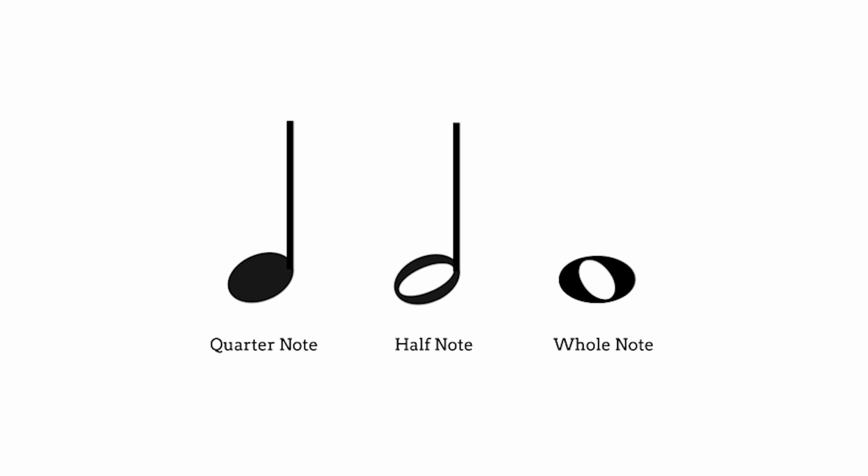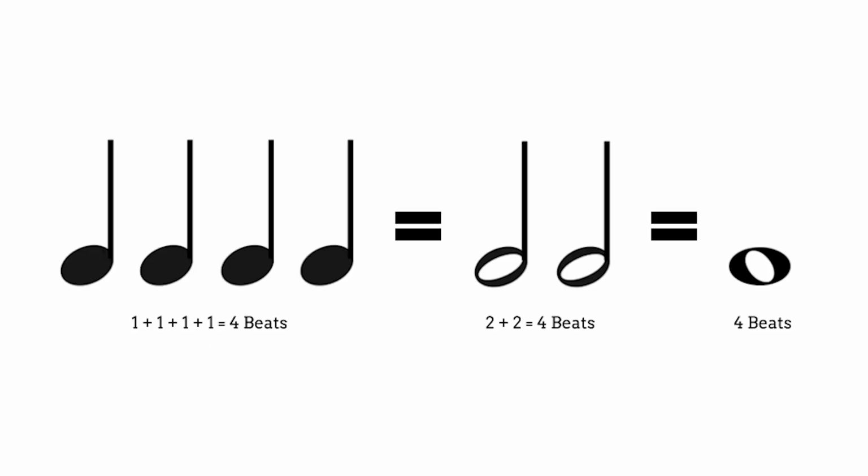If a quarter note is 1 beat long, a half note is 2 beats long, and a whole note is 4 beats long, then how many quarters equals a whole note? And how many half notes equal a whole note? 4 quarters equals a whole note, and 2 half notes equal a whole note.